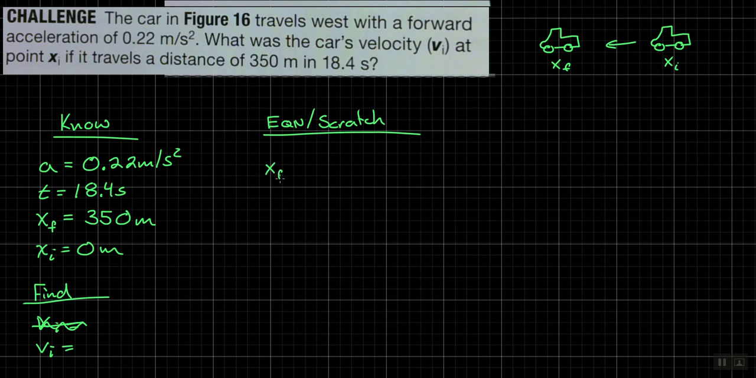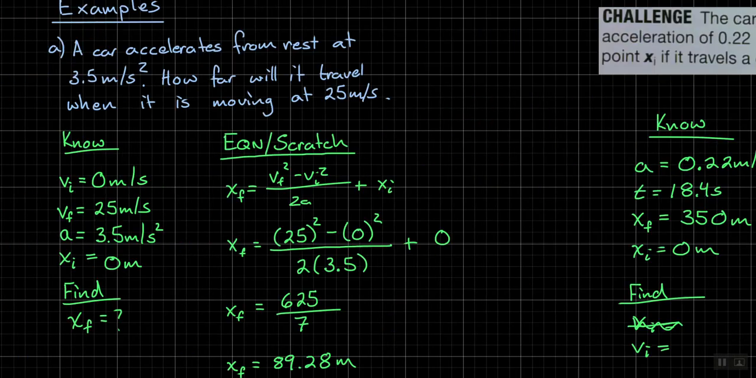X sub f equals x sub I plus v sub I t plus 1/2 a t squared. Okay. Now, we're trying to solve this for v sub I. Cool. I think, and I'm going to slide back over just to check, I'm okay with 4.